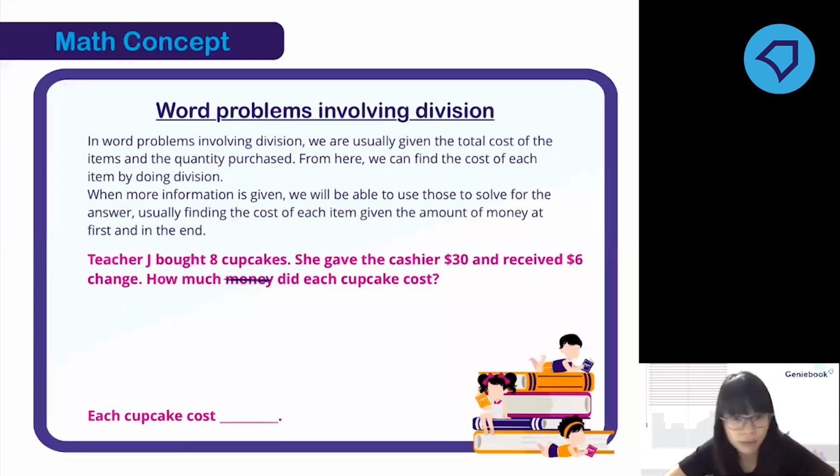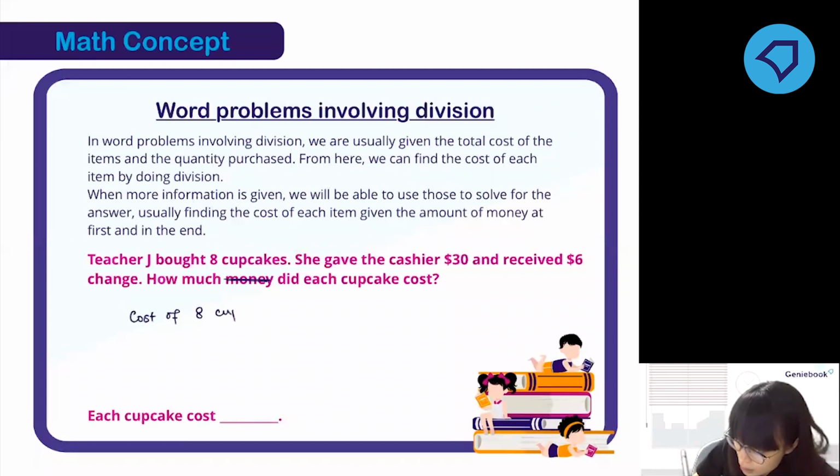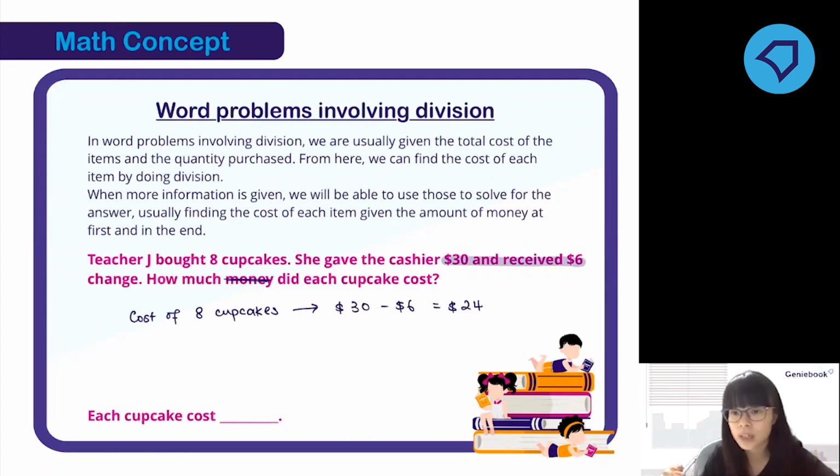Subtract, yes. The first thing we need to do is to find the cost of 8 cupcakes. They did not tell you the cost of 8 cupcakes, so you need to find it. Given that she gave the cashier $30 and received $6 change, 8 cupcakes cost 30 minus 6 equals $24. 8 cupcakes cost $24. Now I want to find the cost of 1 cupcake.